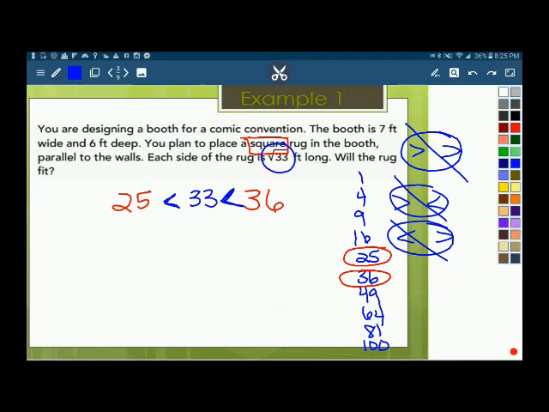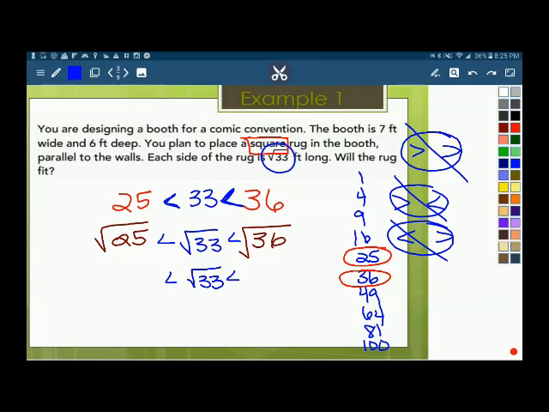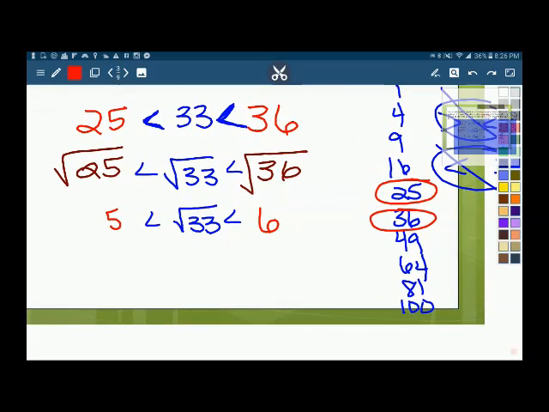So now, if I want to compare that to what the square root of 33 is, that means I have to square root 25 and 36. So square root everything you see. Now, I don't know what the square root of 33 is, so just drop that down. And now I know what the square root of 25 is. That's 5. Square root of 36 is 6. So now I know that the square root of 33 has to be between 5 and 6. So it's going to be 5 point something. Well, I need to figure out what that something is.